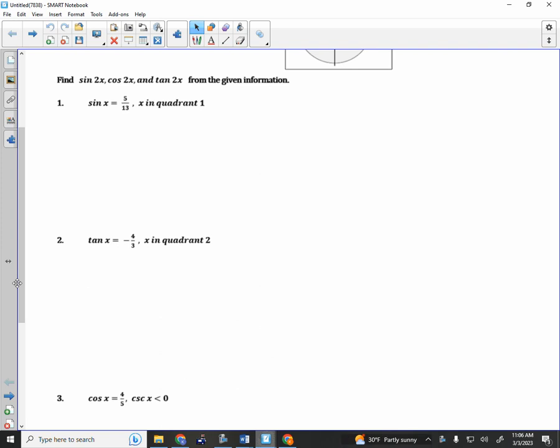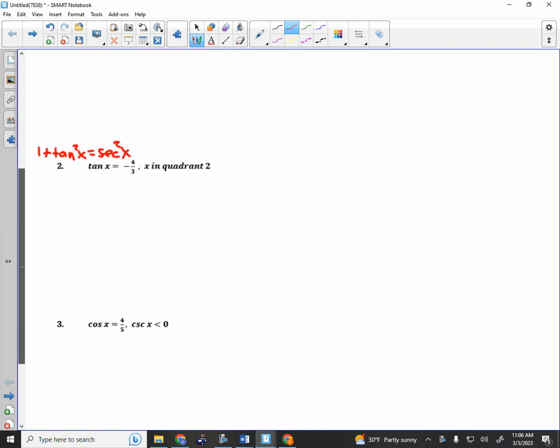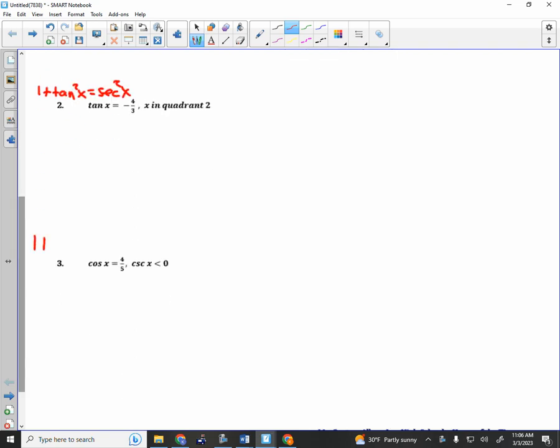Yeah, very good. So I'm just going to make that note for you. Here you can use sine squared of x plus cosine squared of x is equal to 1. Here you can use 1 plus tangent squared of x is equal to secant squared of x. And once you get secant, you then know cosine, and you can use that to find sine. So you've got that option. And for this one, obviously, you can use sine squared of x plus cosine squared of x is equal to 1. Okay, so you can do those.